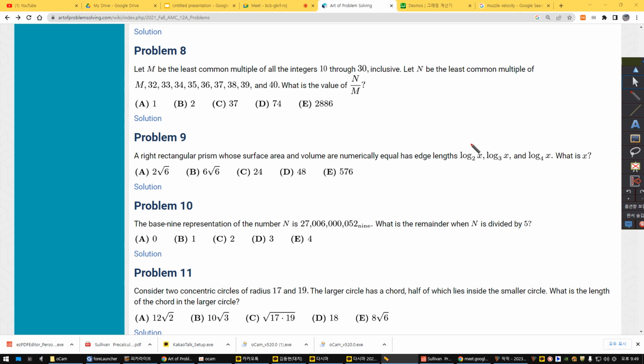For number 8, so is number 32 included in this LCM between 10 and 30? The 10 through 30 contains 16. So the prime factorization of m will have 2 to the fourth power, but 32 is 2 to the fifth power. So to make n, we need two more. So the n over m will have this number 2.